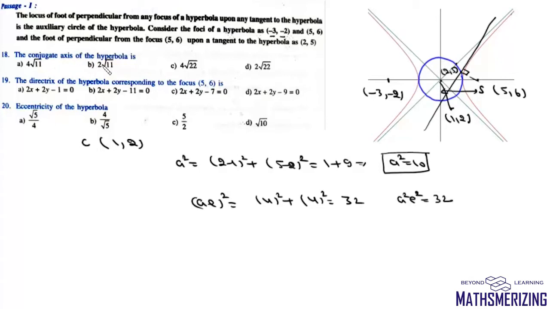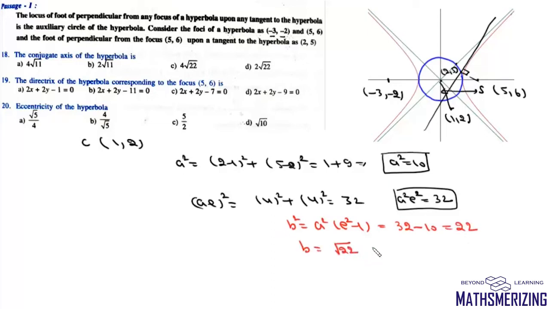Now we need to find length of conjugate axis of hyperbola. Now we have A square and we have A square E square. We can find B square. So we know that B square is A square into E square minus 1. So it will be A square E square, which is 32, minus A square, which is 10. So value of B square is 22. Value of B is simply under root 22. Now what is the length of conjugate axis? Length of conjugate axis is 2B, which is 2 under root 22, and that's your option B.